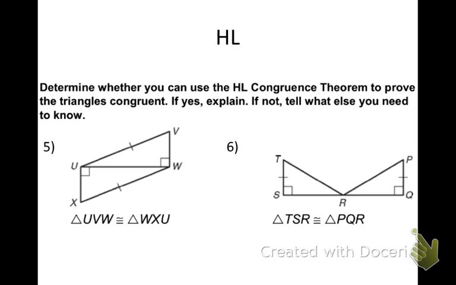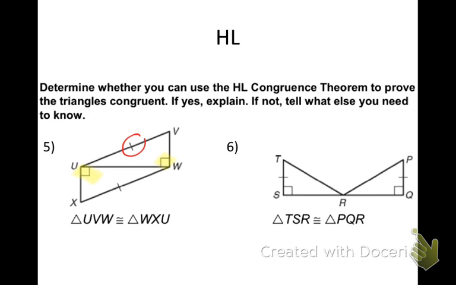Okay, so let's look at number 5 here. It says, determine whether you can use the HL congruence theorem to prove that the triangles are congruent. If yes, explain. If not, tell what else you need to know. So in number 5, what do I know? I have a right triangle, right? So a right triangle tells me it could be hypotenuse leg, which is only used for right triangles.